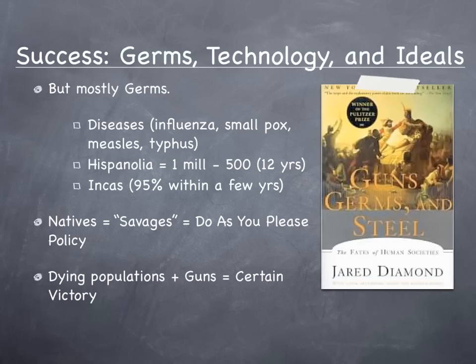Because the population is dying, and because of not just guns, but the technology of the time that the Spanish are bringing over, technology in so far as we are talking about military technology, military technology allowed certain victory. They have guns. Now, understand they're using musket-loaded guns. There's no rifling involved with that, which means they're very inaccurate.